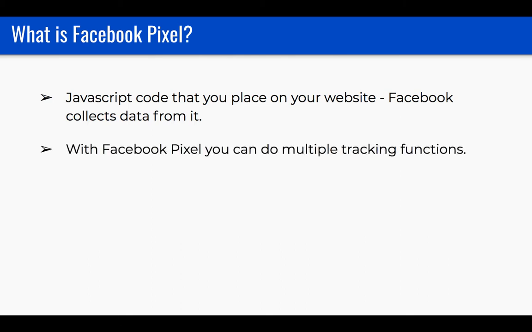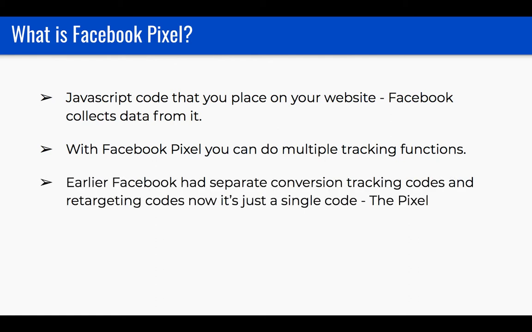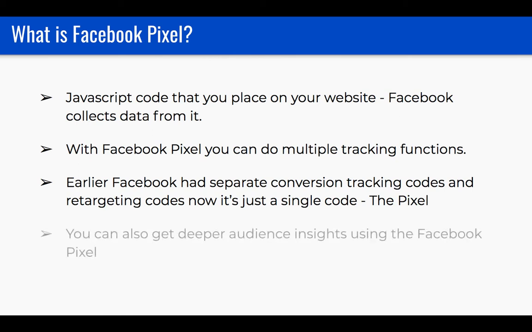With Facebook Pixel, you can do multiple tracking functions. Earlier, Facebook had separate conversion tracking codes and retargeting codes. Now it's just a single code, the pixel. You can also get deeper audience insight using the Facebook Pixel, which we will look at in future videos.